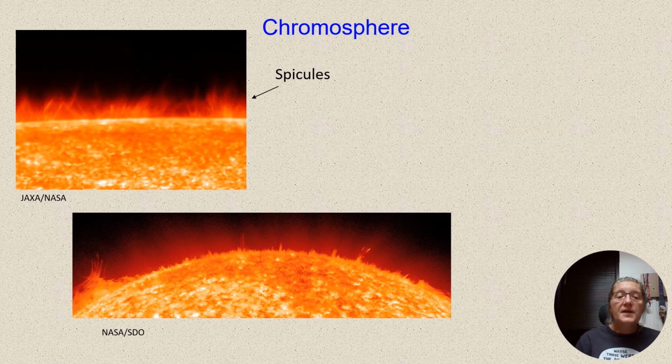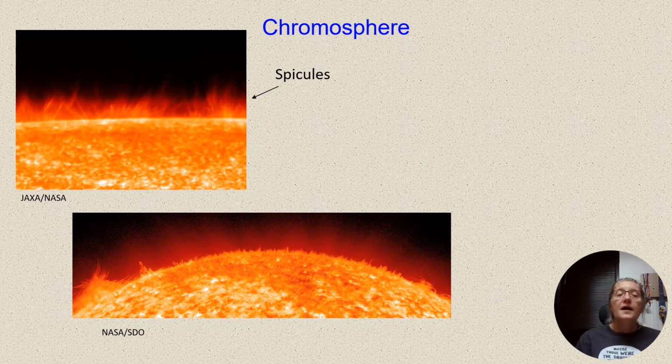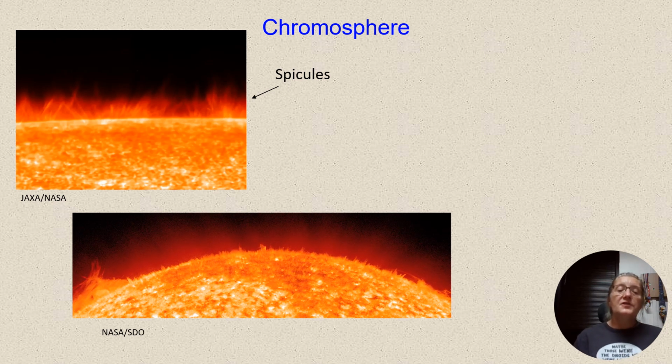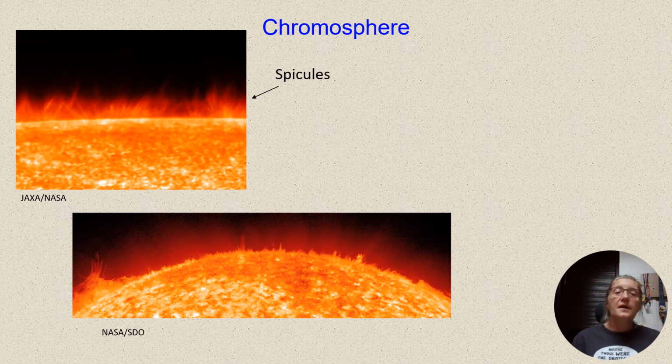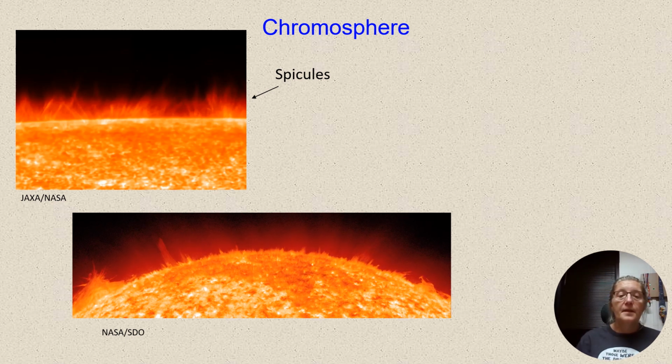Here you can see the spicules that are coming up off of the chromosphere. You can see them more clearly, all right. You can also see the spicules during solar eclipses under high magnification. And here you can see them in motion.